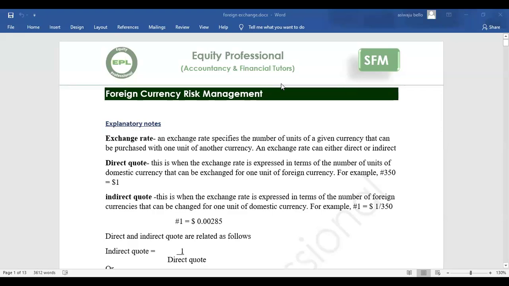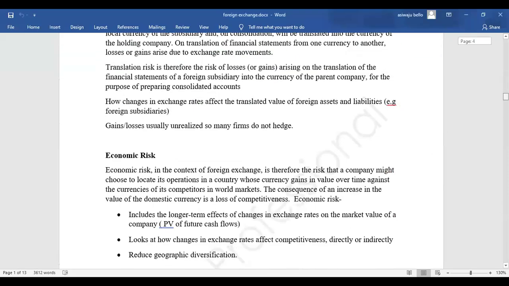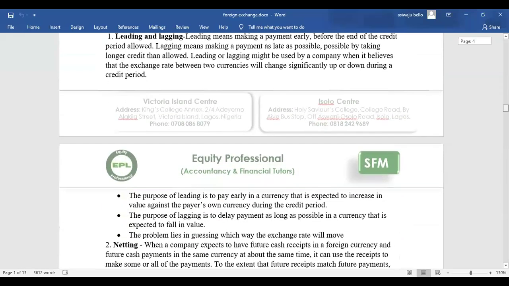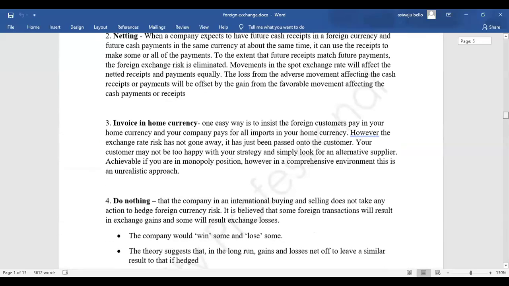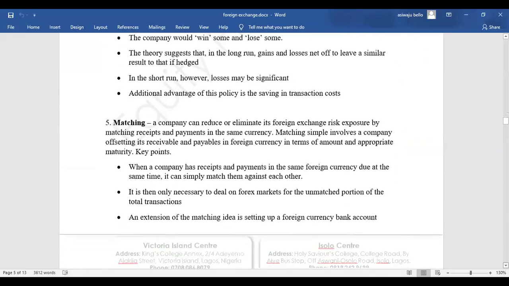Now we look at how to manage or how to minimize the impact of fluctuation in exchange rates. Under this, we explain that we have two groups. We have the internal measures, we have the external measures. Under the internal measures, we discuss leading and lagging, netting, invoice in home currency, do nothing, and matching. We move forward to discuss the external measure.